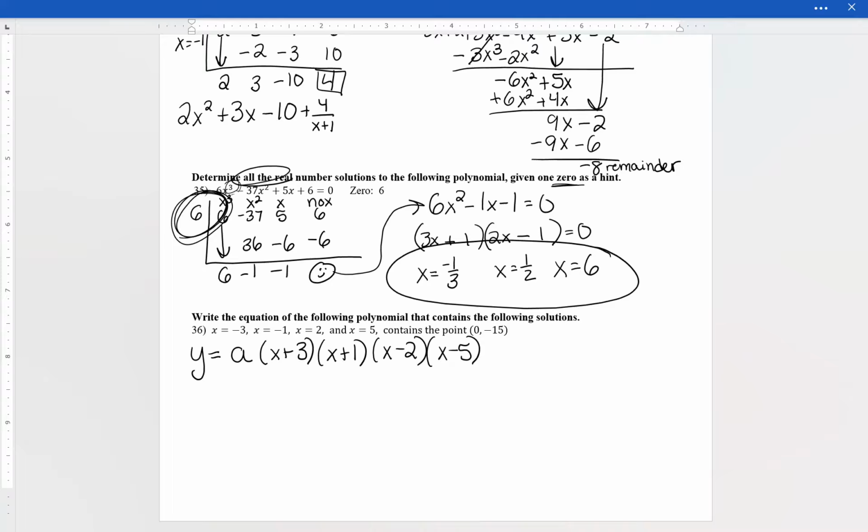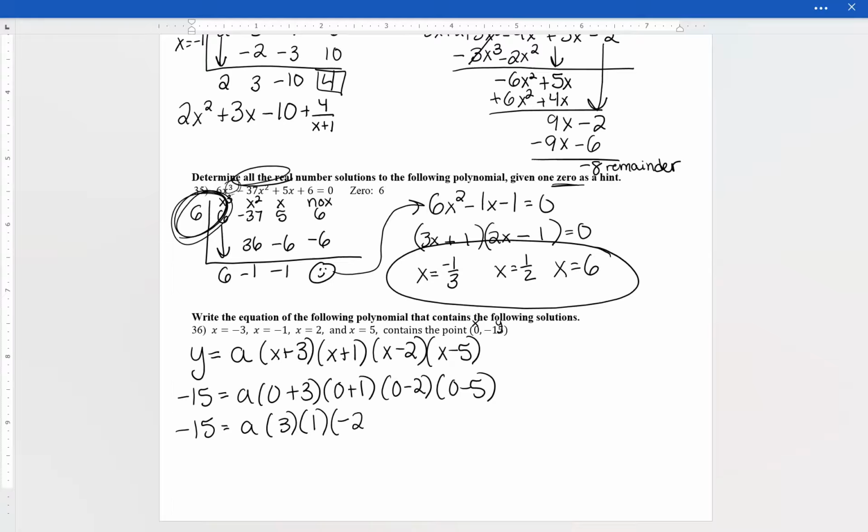Finally, I need to solve for a. So I'm going to take my ordered pair, x comma y, and plug in my numbers. So y is negative 15, 0 plus 3, 0 plus 1, 0 minus 2, 0 minus 5. Okay, let's not be fancy here. I'm just going to do some math. 0 plus 3 is 3, 0 plus 1 is 1, 0 minus 2 is negative 2, 0 minus 5 is negative 5.